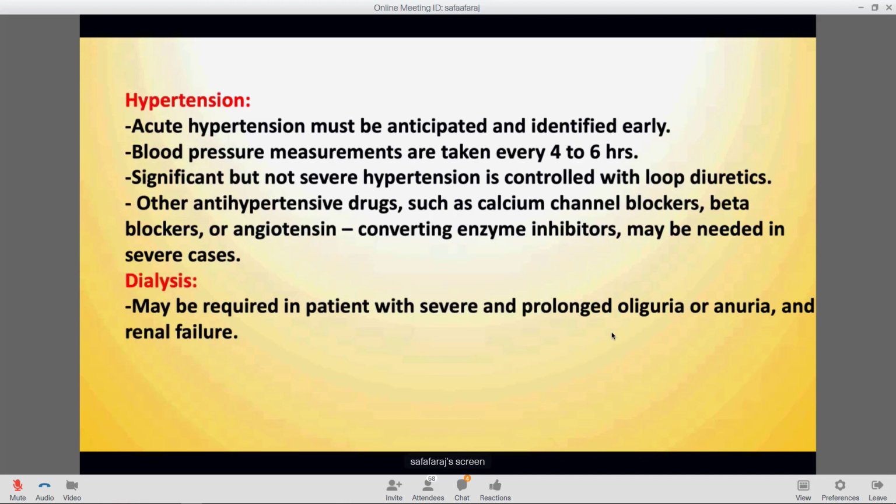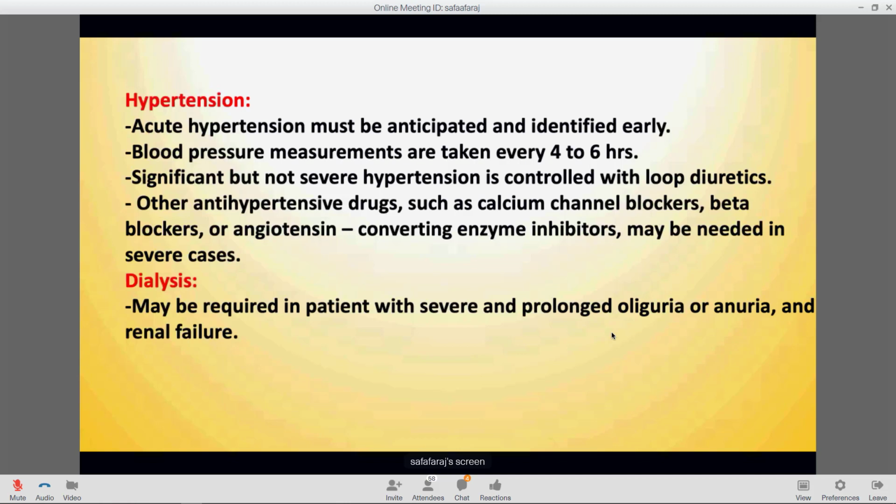Regarding hypertension, acute hypertension must be anticipated and identified early. For that reason, blood pressure measurement every 4 to 6 hours each day is essential. Significant but not severe hypertension is controlled with loop diuretics such as furosemide, and other antihypertensives such as calcium channel blocker, beta blocker, and angiotensin converting enzyme inhibitor may be needed. Regarding angiotensin converting enzyme inhibitor, it is important to use it when the serum potassium is normal.